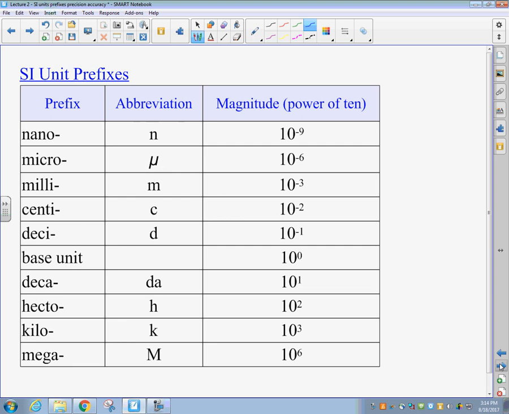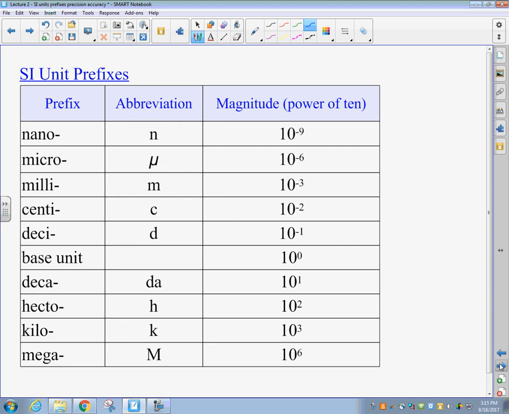So the slide here refers to very small prefixes, prefixes that are designed to measure very small amounts, such as nano. We most often will use nano in terms of distance. When we talk about measuring wavelengths, a common unit of measure we use for wavelengths is nanometers. Nano is abbreviated with the lowercase n.